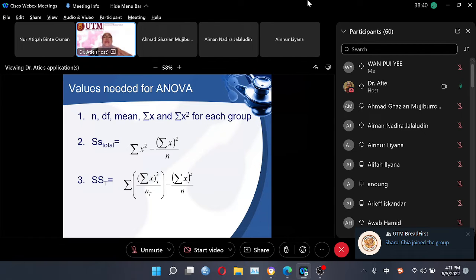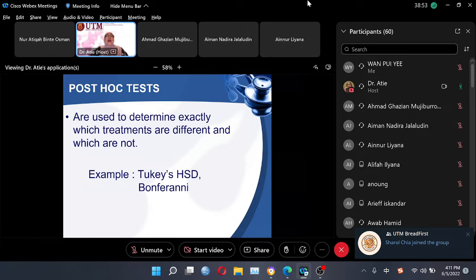So remember I said one of the important things that we need to obtain for this chapter is something called the ANOVA table, right?